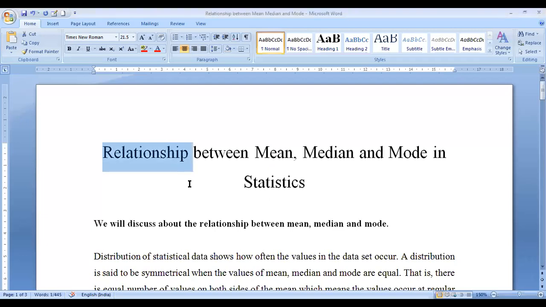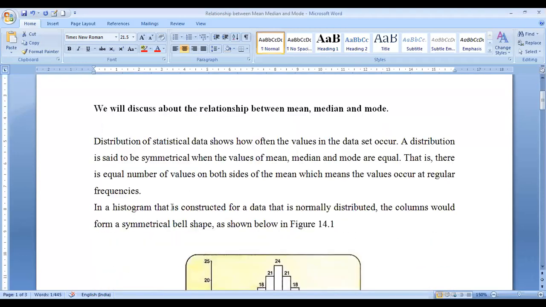The next topic is the relationship between mean, median, mode. Here we will discuss what relationship exists between these three. Before knowing that, we need to understand how the data is distributed. The distribution of statistical data shows how often the values in the data set occur.